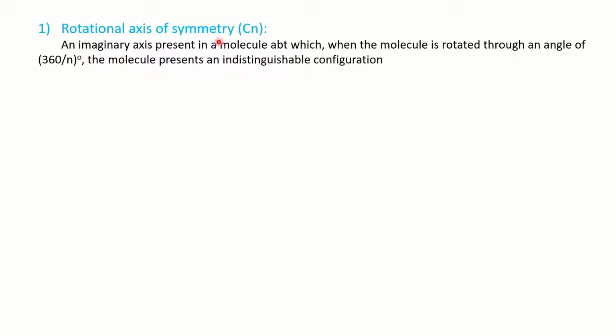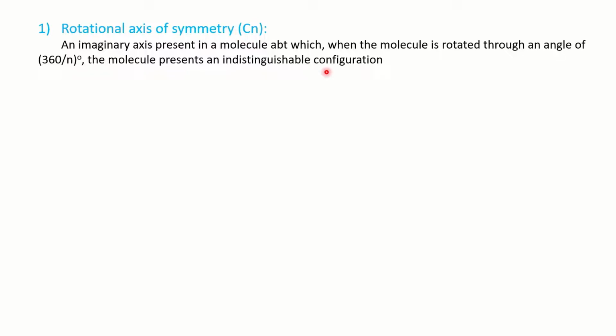So you can say that rotational symmetry or axis of symmetry is an imaginary axis around which the molecule is rotated, and when it represents an indistinguishable configuration, then we say the molecule has the rotational axis of symmetry.